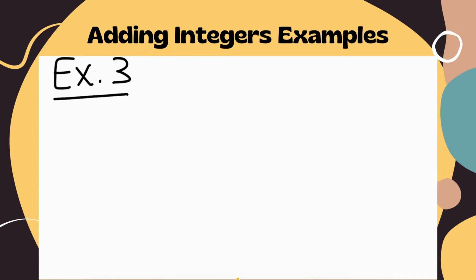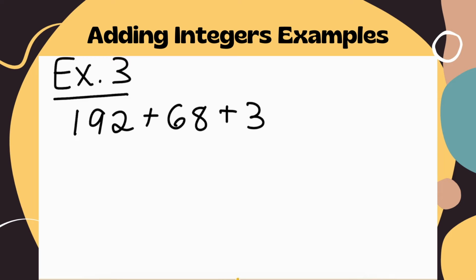So example 3, we have the problem 192 plus 68, and I'm going to give you one more term to add to this just to make it a little more interesting, plus 3. So when I solve a problem like this, I'm considering which numbers should I focus on first, what's going to be the easiest process.